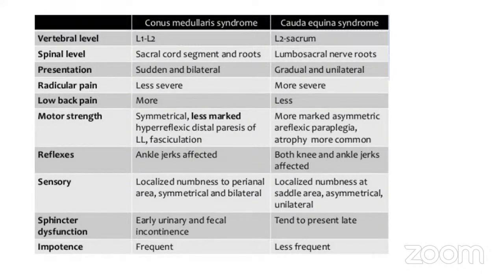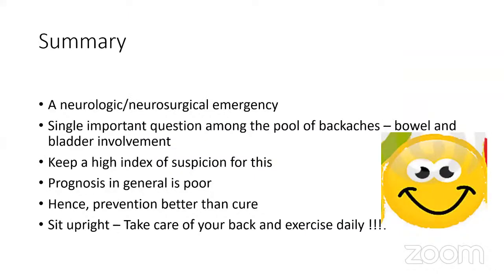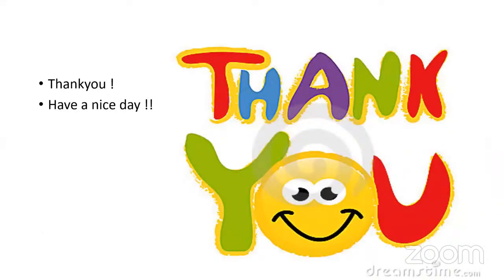One extra point to note is that prognosis for conus medullaris syndrome is supposed to be more dismal than in cauda equina, where it is anyways not much better. In summary, high index of suspicion, it is a neurological or a neurosurgical emergency. The important question about involvement of bowel and bladder should be asked when there is this large pool of backaches which come to us. Prognosis is generally poor, and hence we need to take care and prevent it. Thank you.